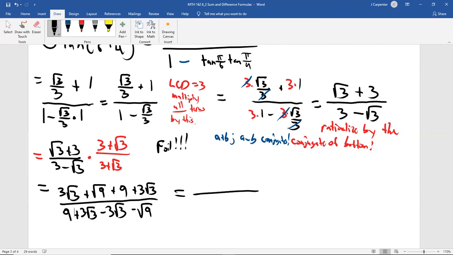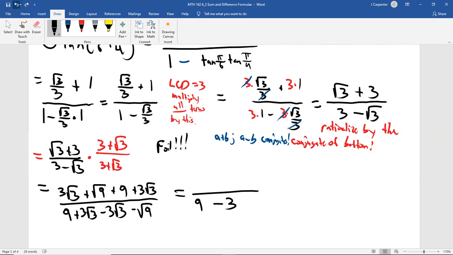So let's do the bottom first. The 9 is still there. That 9 is this 9. The outer and the inner cancel once again, but I don't want to leave those scratches there permanently. And then the minus square root of 9 is now a minus 3. This square root of 9 is this 3.